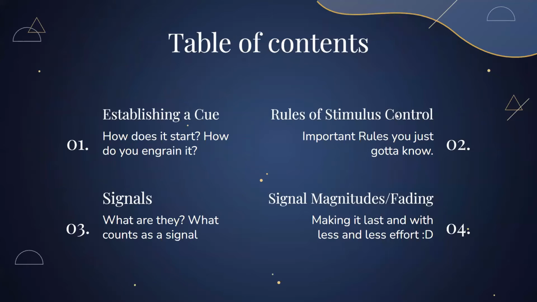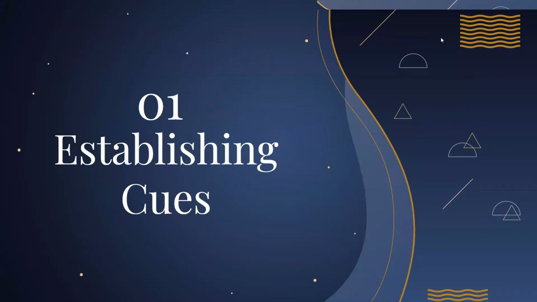Here are the 4 things we will be going over: establishing a cue, rules of stimulus control, signals, and signal magnitudes and fading. First, we will be going over establishing cues.